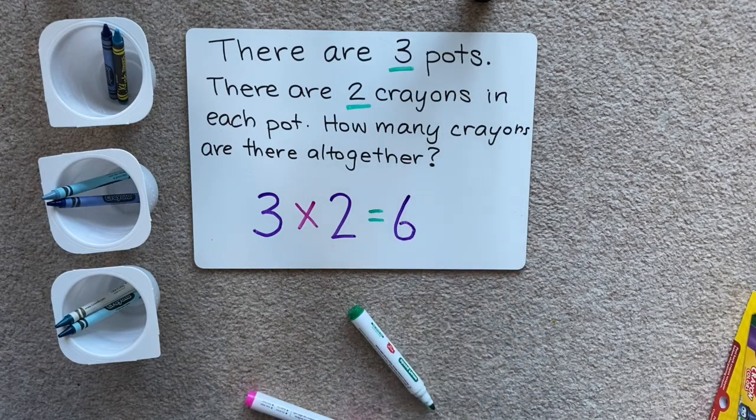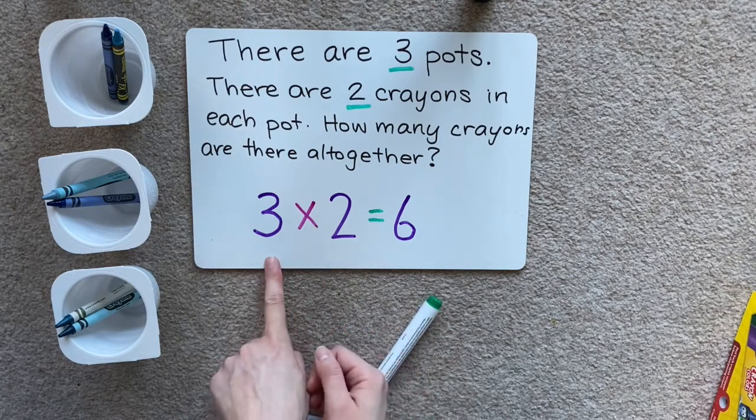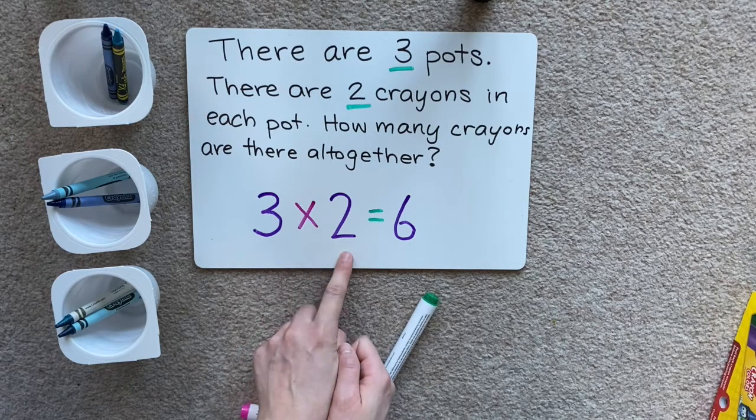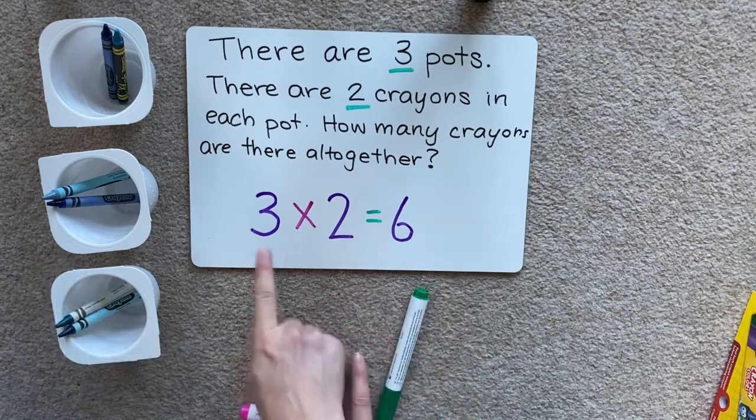I'm going to read this number sentence and then you are going to say it after me. So my turn. 3 groups of 2 is the same as 6. Your turn.